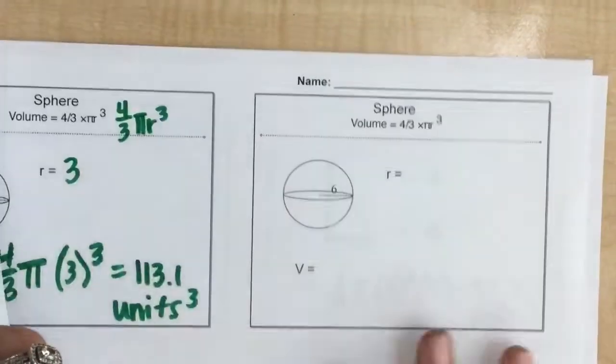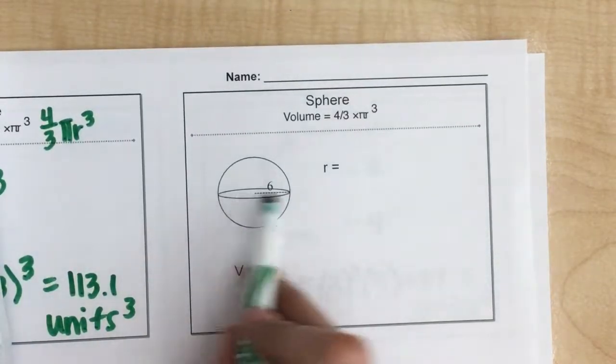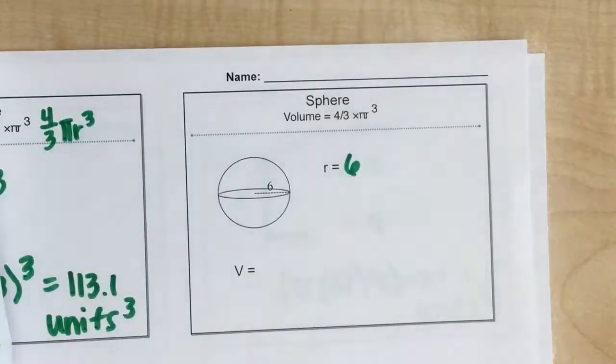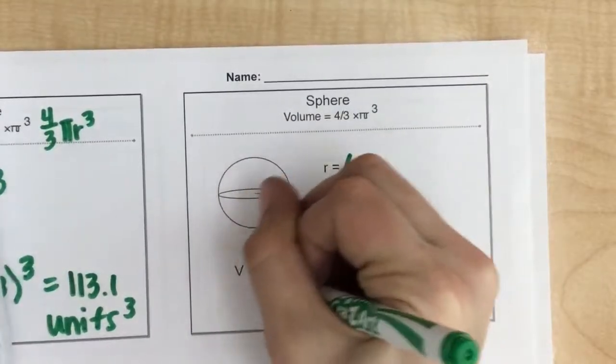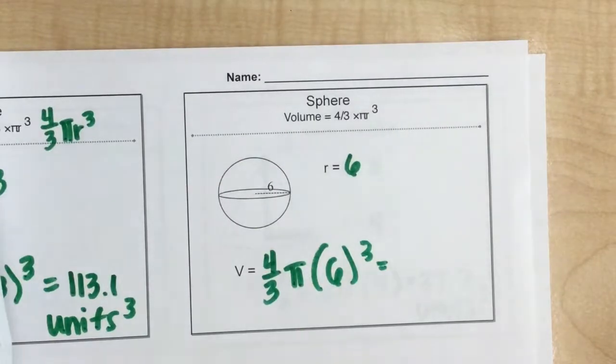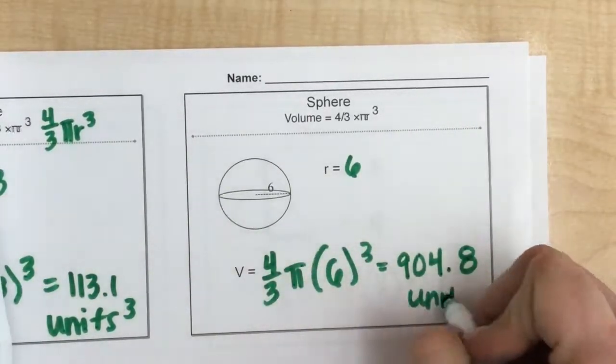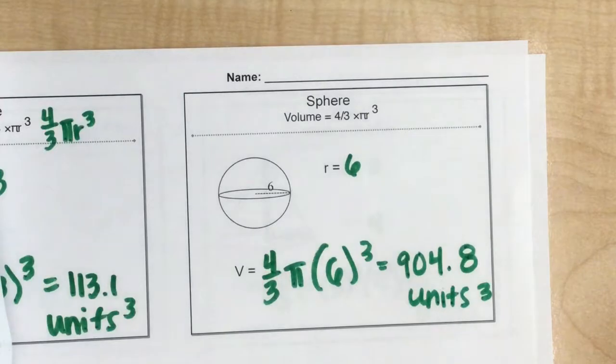And our very last one, just a little bit different because my radius is 6 this time. Again, double check on problems. You might get a diameter instead of a radius. Make sure you're dividing it in 2 if that's the case. I'm taking 4/3 times pi times 6 cubed. And I got about 904.8 units cubed.